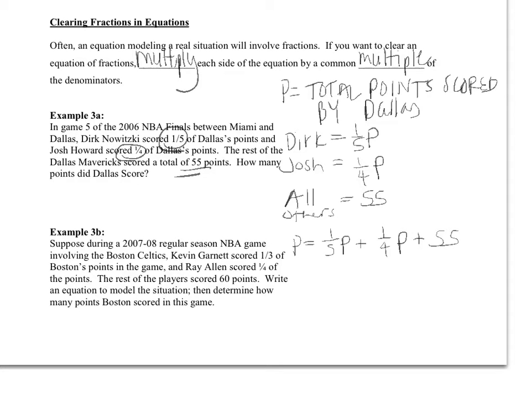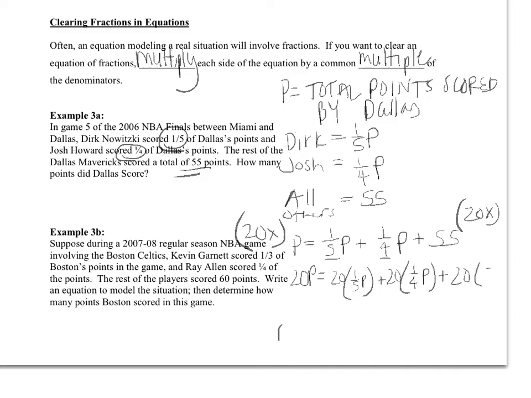Now you see we have fractions and we don't want the fractions, so we're going to multiply everything by a common multiple of the denominators. Well, if you look at one fraction, it has 5 in the denominator and the other one has 4 in the denominator. A common multiple of 5 and 4 is 20. So we're going to multiply everything by 20 on both sides. And that means every part of it. So we can say 20p equals 20 times 1/5 p plus 20 times 1/4 p plus 20 times 55.